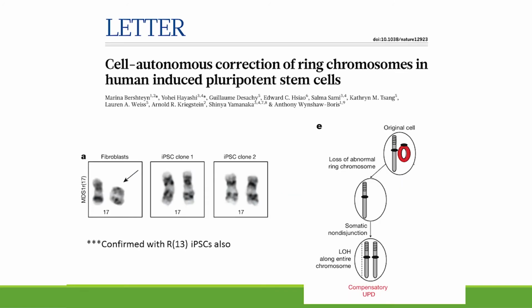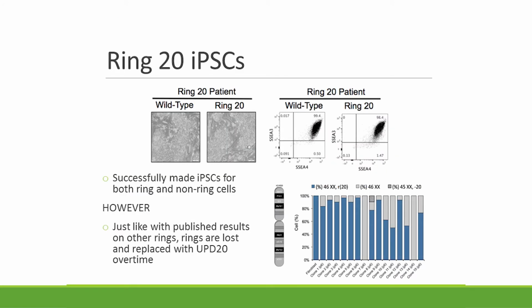As Nancy briefly said, there was another lab studying a completely different kind of chromosomal abnormality, and they showed when they were making these induced pluripotent stem cells that they had a ring chromosome that became monosomy, they lost the ring, and then it duplicated the same chromosome to make uniparental disomy. Before this paper came out, we were also working on it. So we were sort of in parallel. We didn't know this paper existed. But here we are, making ring 20 iPS cells, and we were able to successfully make these iPS cells.